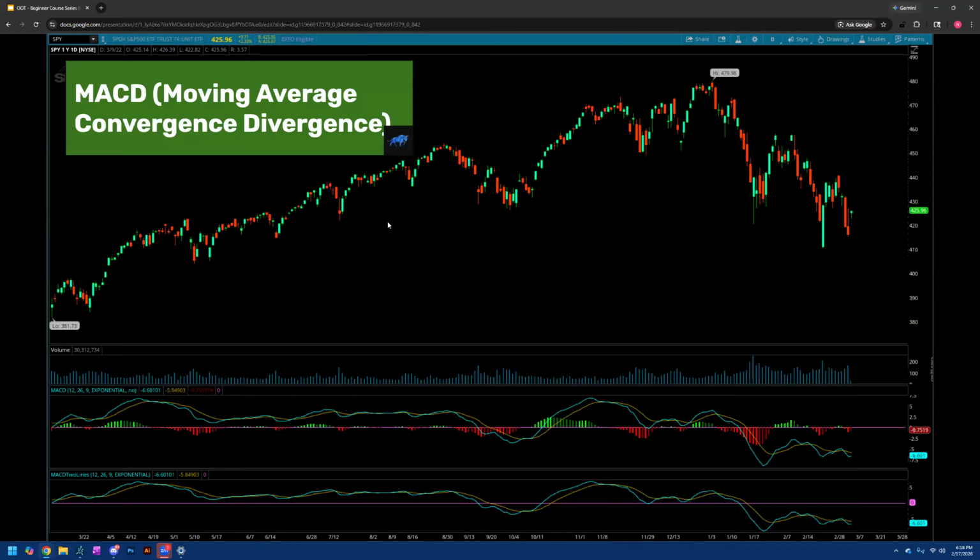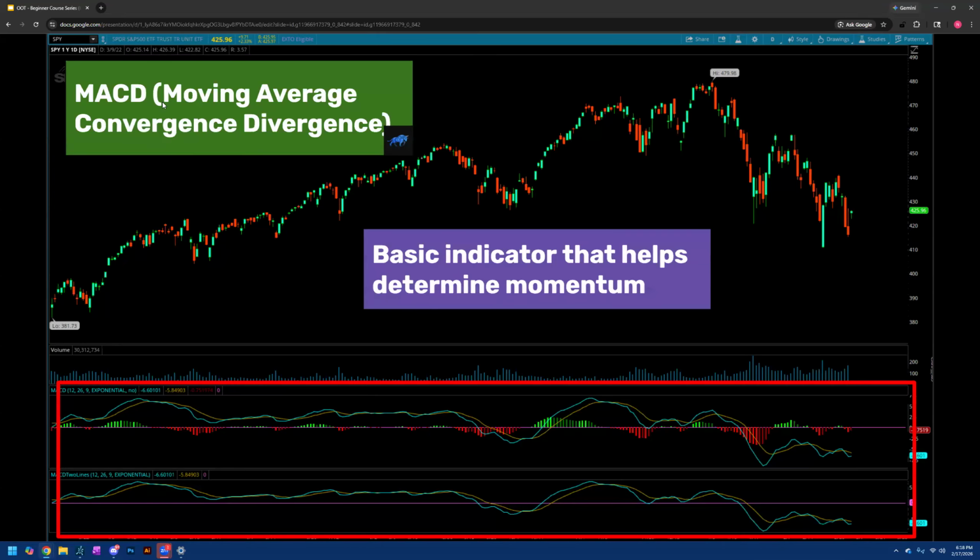But let's talk a little bit about the MACD. The MACD stands for Moving Average Convergence Divergence. And basically, the name of the indicator is exactly what it's showing you. It's pretty basic and it helps you determine momentum. So there's kind of two ways that this could be plotted here on the chart.